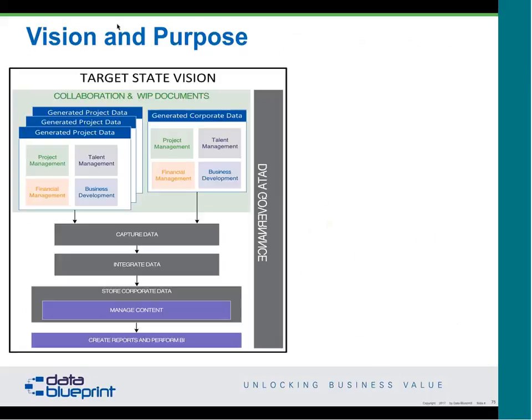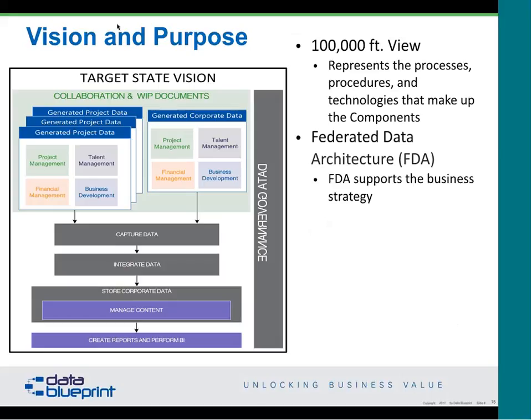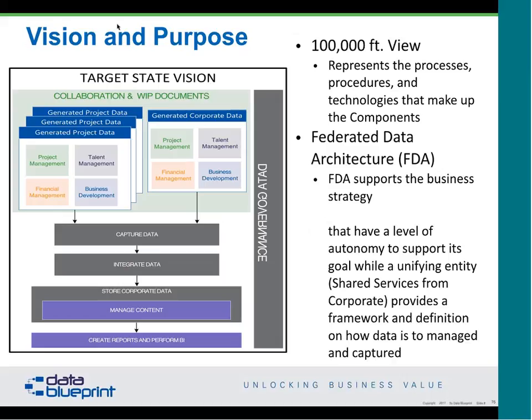What is the vision and purpose? So really, it's a 100,000-foot view that represents the processes, procedures, and technologies that make up the components of the data architecture. We had to align it with their business model, which is a federated data architecture, and that supports the business strategy. All that means is a set of entities or projects that have a level of autonomy to support its goal while unifying entities, so that would be the shared services, provides a framework and definition on how data is to be managed and captured.